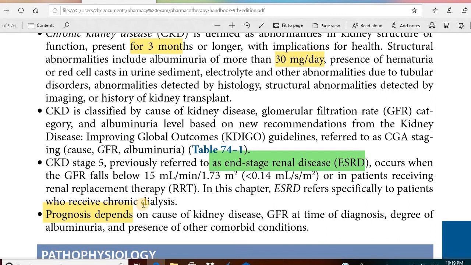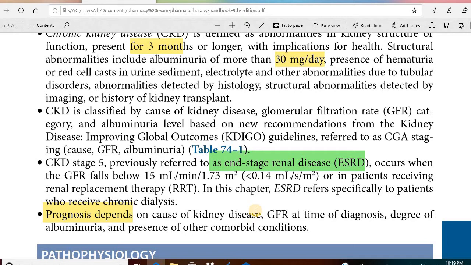So there are two cases when there's a stage 5. The patient may have to receive dialysis, or he or she may receive renal replacement therapy. So this is the important point when the patient's GFR level reaches stage 5. So the prognosis depends on the cause of kidney disease, GFR at time of diagnosis, degree of albuminuria, and presence of other comorbid conditions.